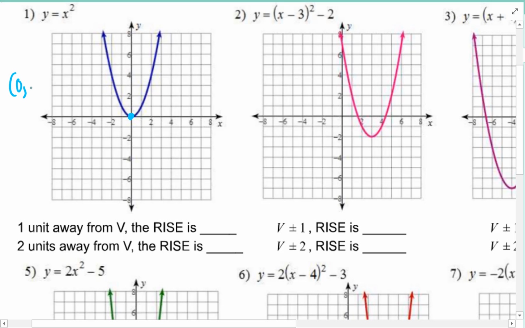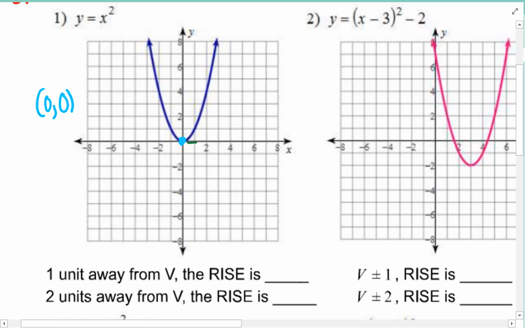What is the MVP, the most valuable point? That is the vertex. And in this case, it's (0, 0). So we're going to evaluate where the other points are. I'm going to go 1 unit away from the vertex, and where is my next point? Right here. It's 1 unit above. We rise 1 unit. When I go to the left 1 unit away from the vertex, how much do we rise to get to the point on the parabola? 1 unit. So 1 unit away from the vertex, the rise is +1.